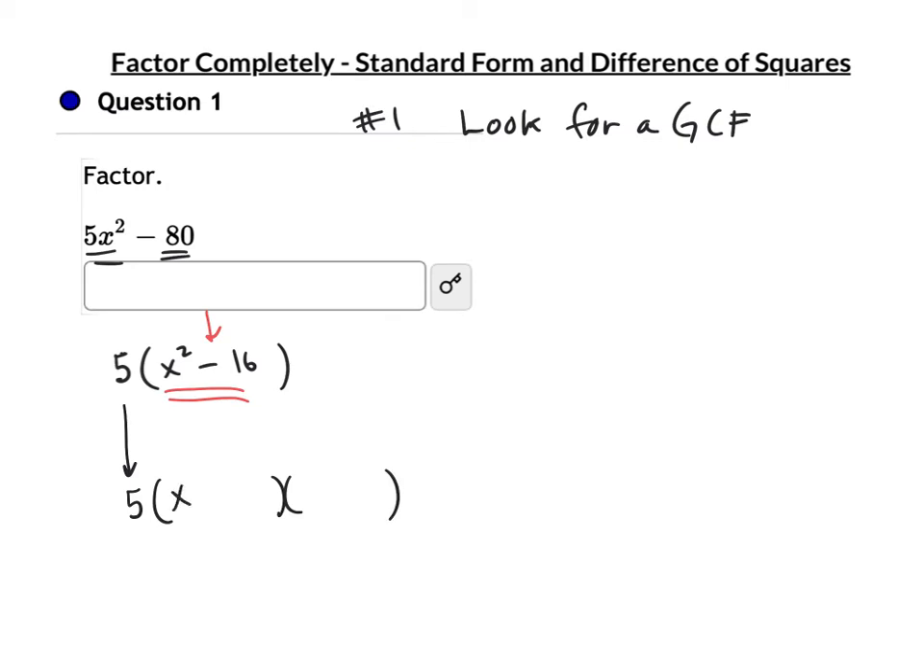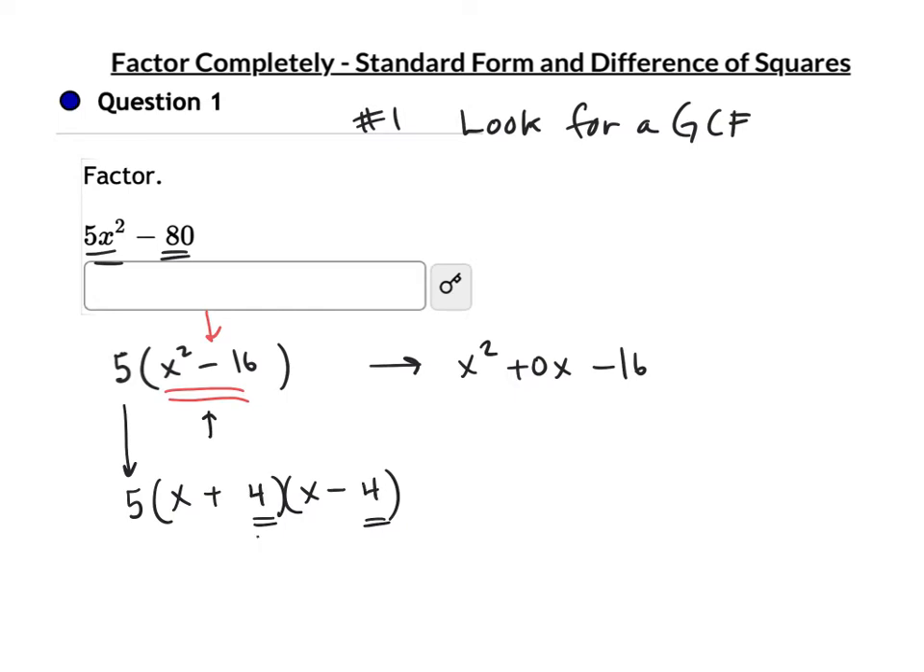We know that x times x makes x squared. We know that this number times this number makes negative 16. So it's a positive times a negative. Remember, really the middle is 0. You need factors of 16 that subtract to 0. It's really x squared plus 0x minus 16. But it's a difference of squares. They've got to be squares for this to work. That's why it's 4 times 4.